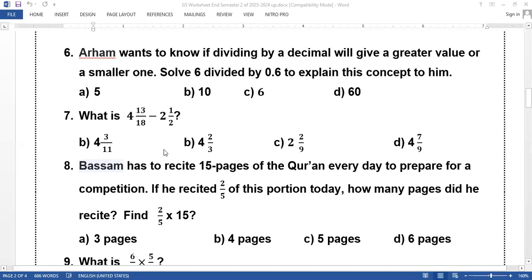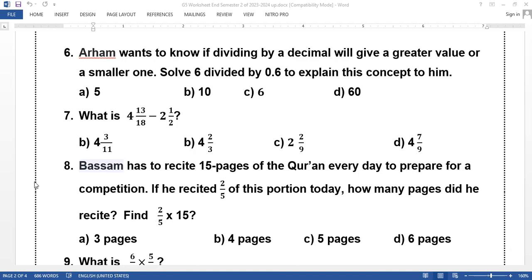Bassam has to recite 50 pages of the Quran every day to prepare for the competition. If he recited 2 over 5 of this portion today, how many pages did he recite? Find 2 over 5 of 15 because there are 15 pages.